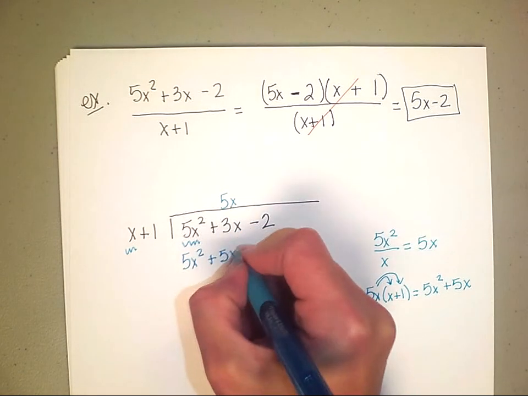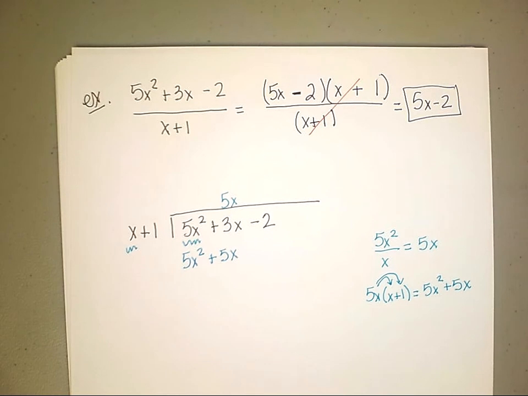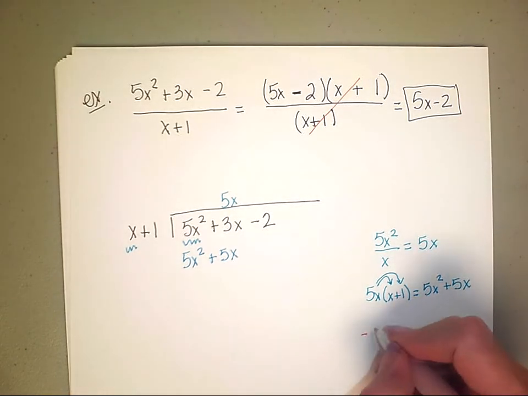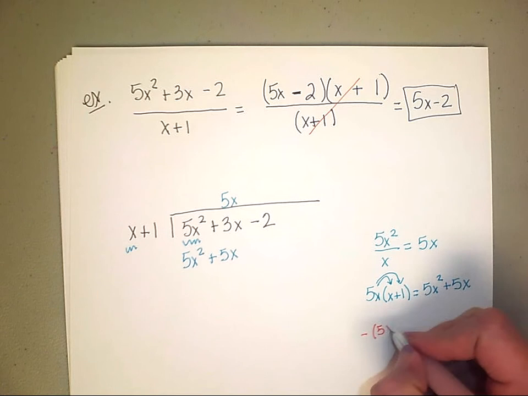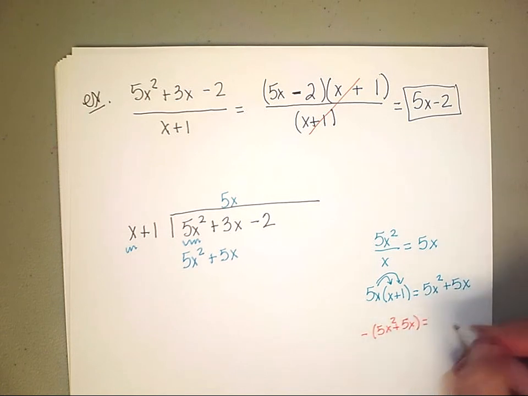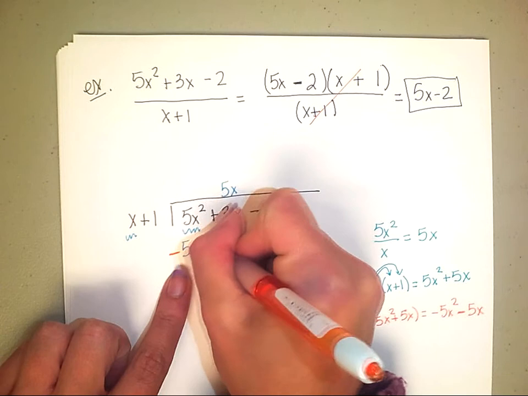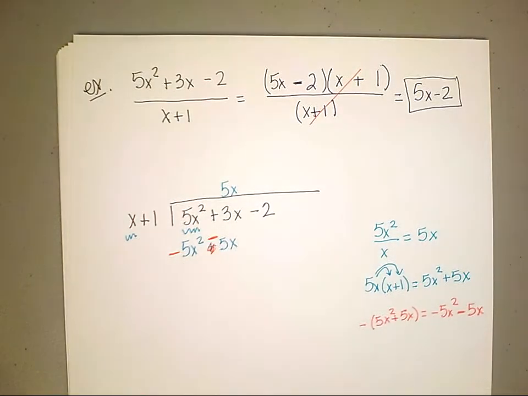But we have to subtract, so we have to subtract the entire polynomial, which gives us negative 5x squared minus 5x. So I need to change these signs to be minus and minus.